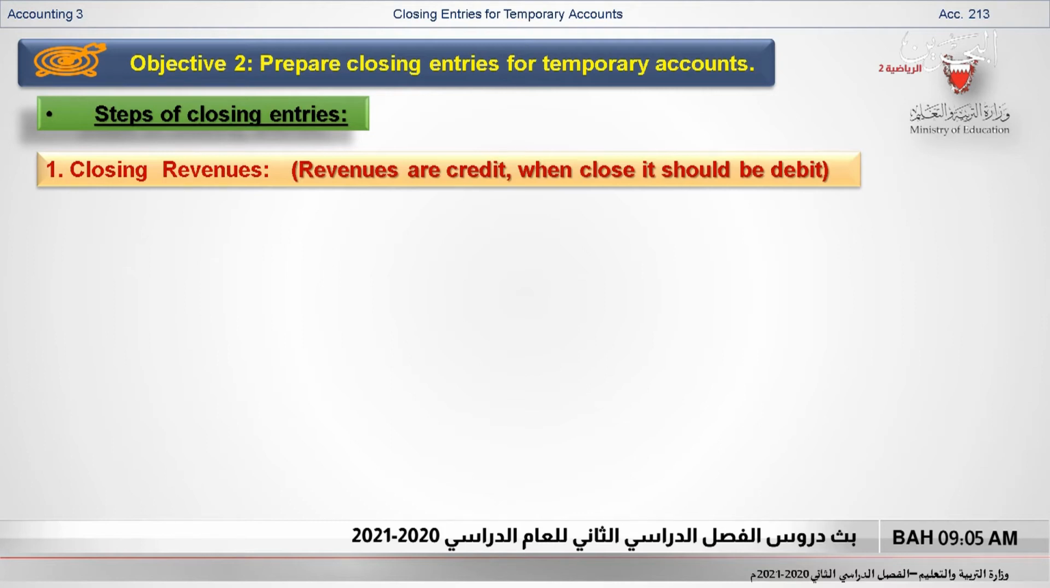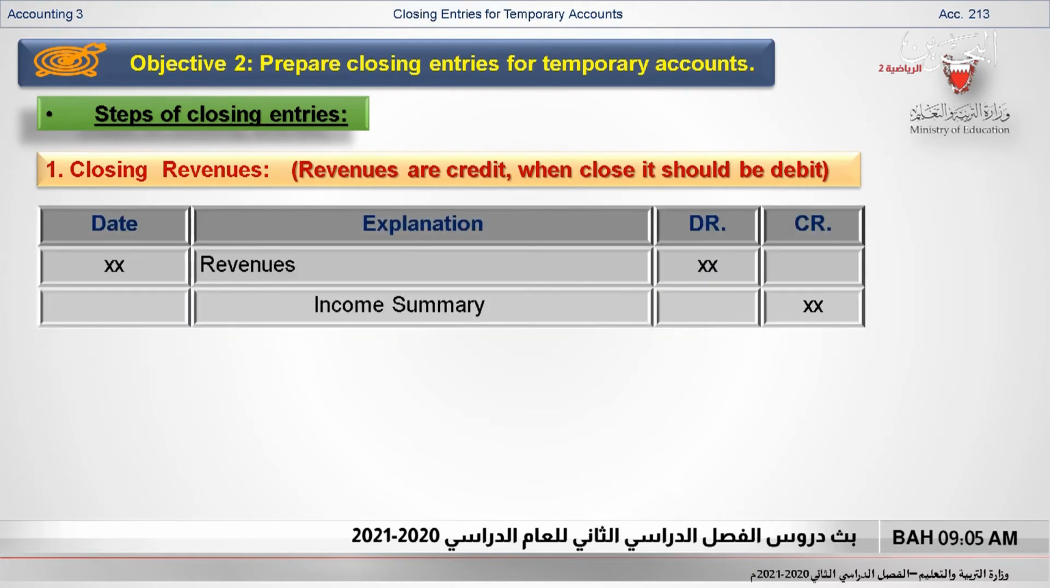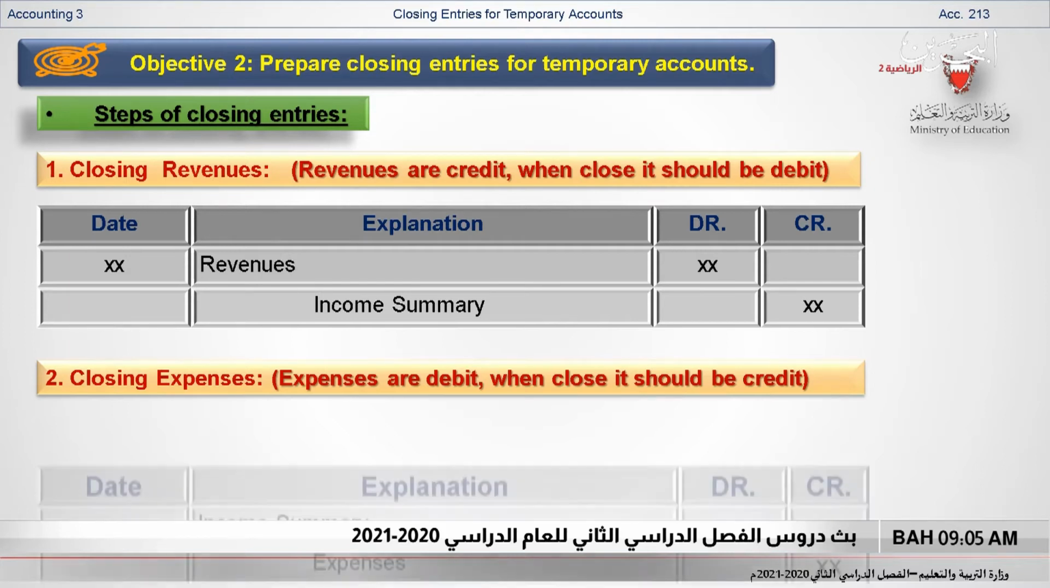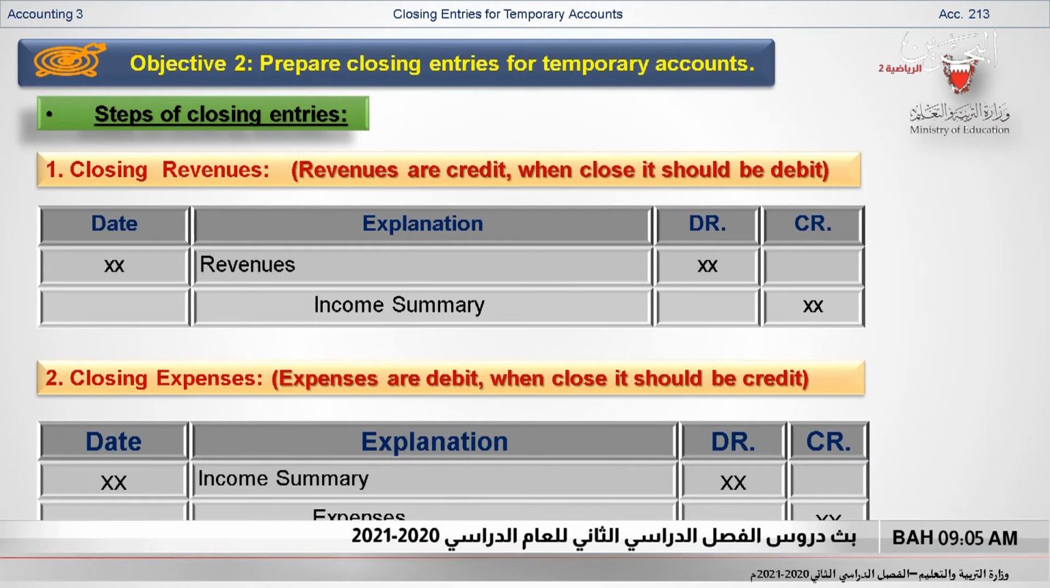To start with, the first step is to close revenues. As you know, the normal balance for revenues accounts is credit. But when you close them, you have to make the following entry: debit each revenue account for its balance and credit income summary for total revenues. The second step is to close expenses. As you know, the normal balance for expenses accounts is debit. But when you close them, you have to credit each expense account for its balance and debit income summary for total expenses.